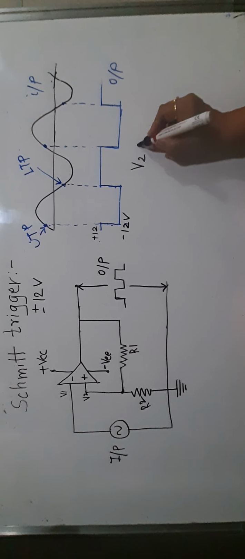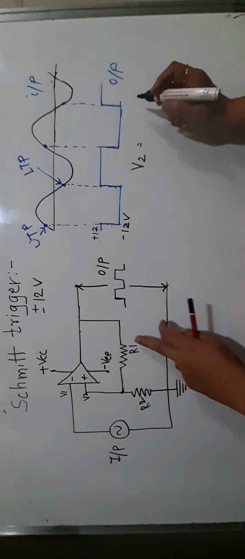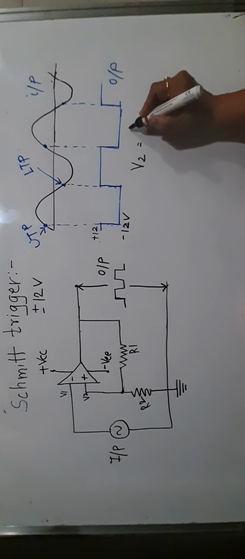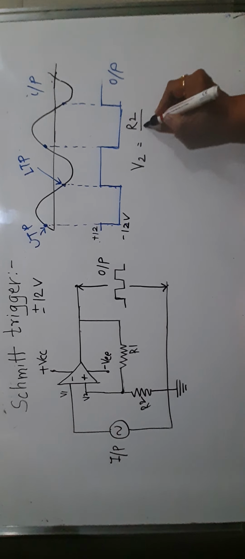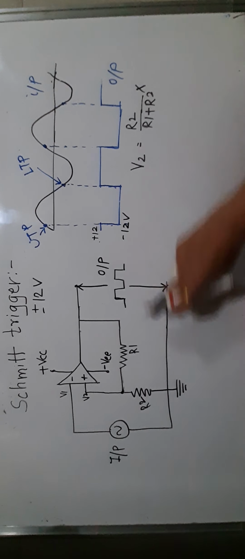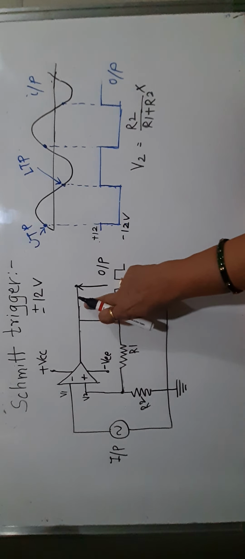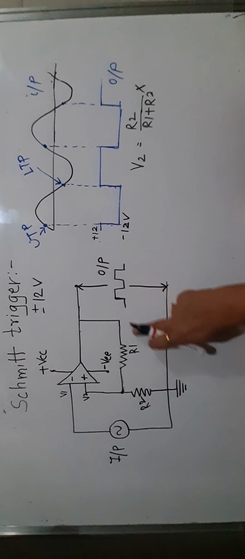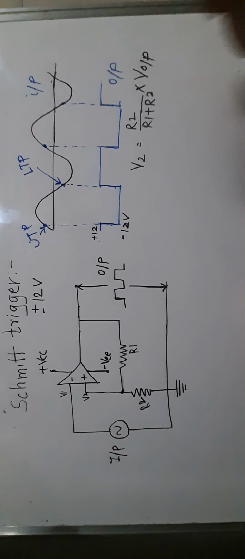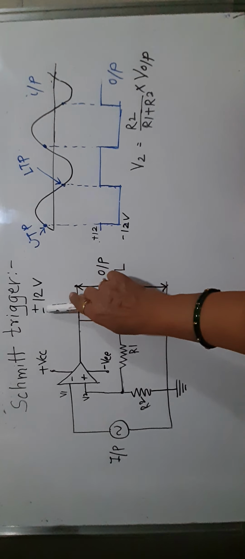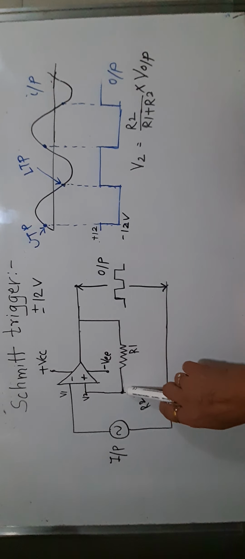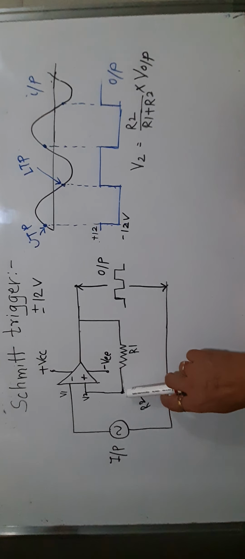So voltage V2 will be equal to, what is the formula for the potential divider? V2 is the voltage available across R2, so we can write R2 upon the addition of the two resistances, R1 plus R2, into the applied voltage. Which voltage is applied here? The output voltage is taken as feedback. So the voltage is Vout, but Vout is continuously changing between plus 12 volt and minus 12 volt. Sometimes this voltage will be minus and sometimes plus.